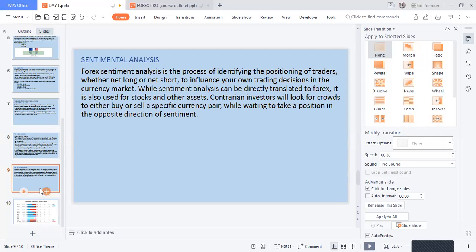Sentimental analysis is when a forex trader is using people's decisions to trade. It is the process of identifying the position of traders, whether net long or net short, to influence your own trading decision in the currency market. Sentimental analysis can be directly translated to forex. It is also used for stocks and others. See what I'm trying to say here.